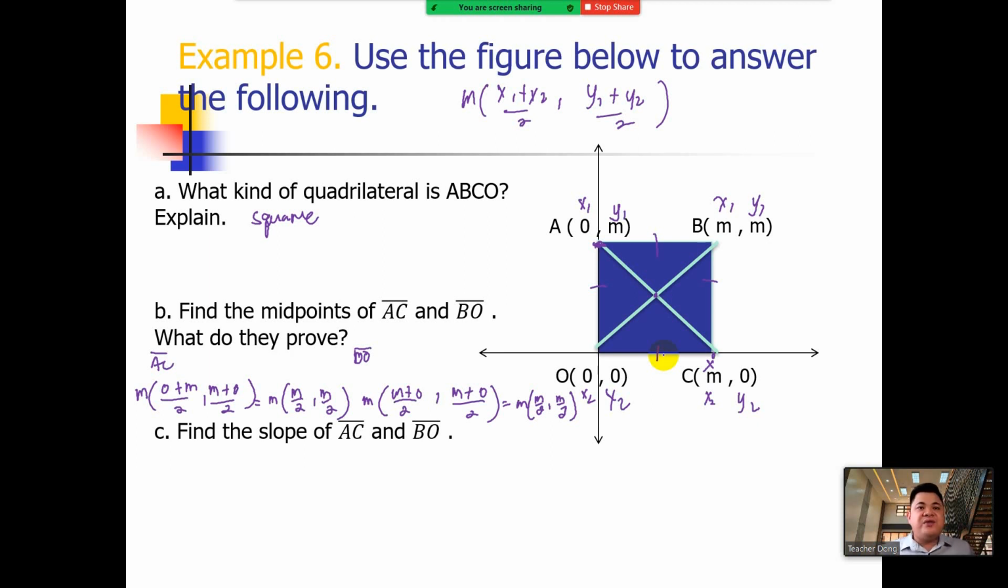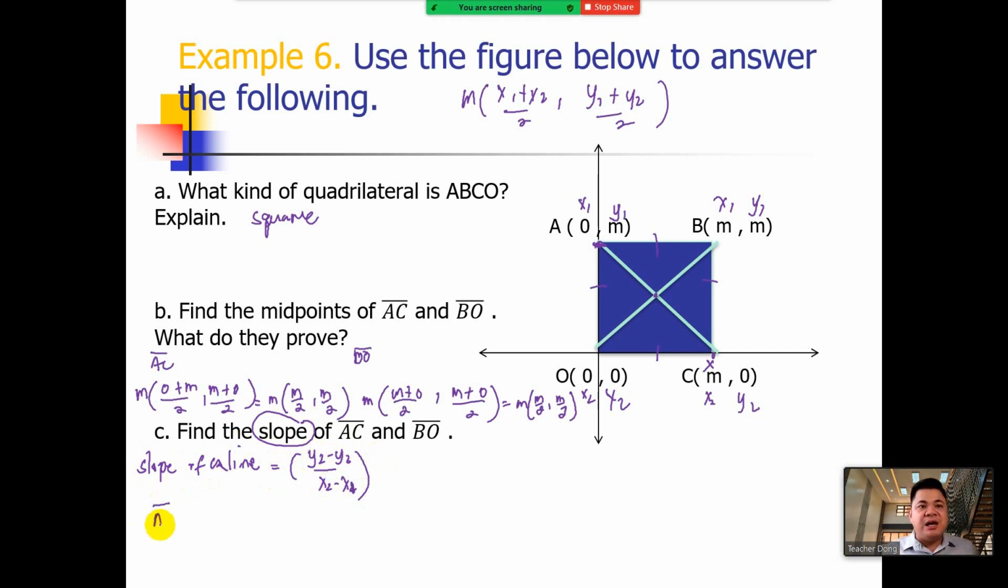Now, for letter C, find the slope of segment AC and segment BO. When we say slope, it's the stiffness of the line. Okay, stiffness of the line. So it's rise over run. So for the slope of a line, the formula is, all you need to do is to subtract y sub 2 minus y sub 1 over x sub 2 minus x sub 1. Now that's the formula.